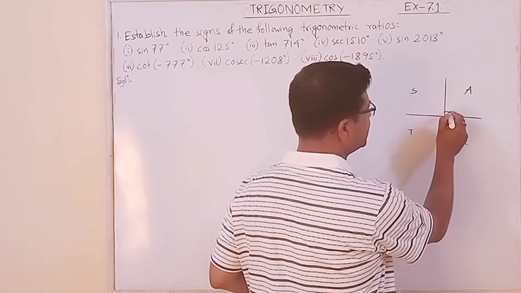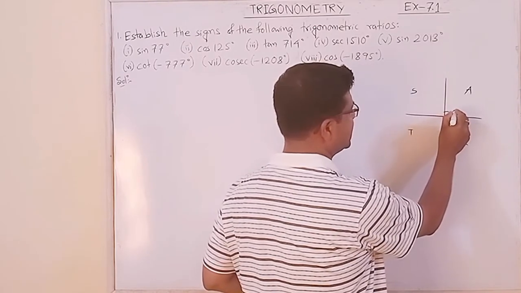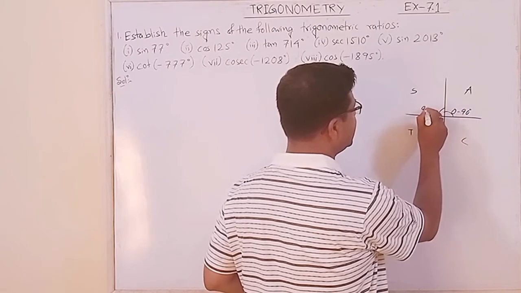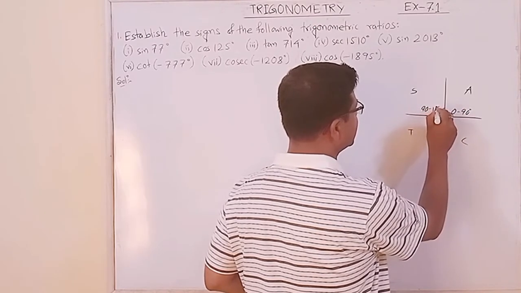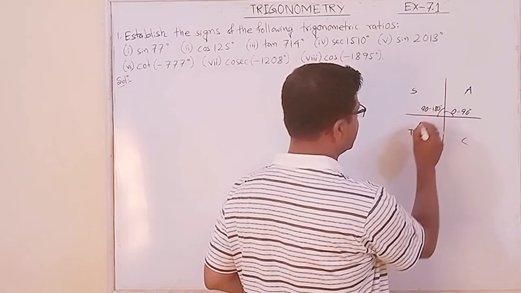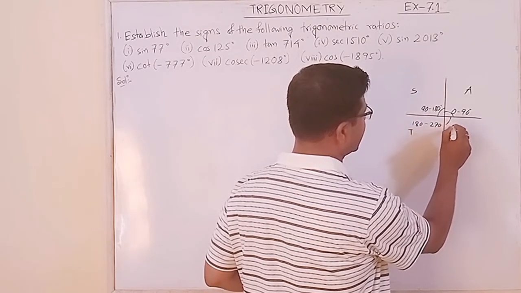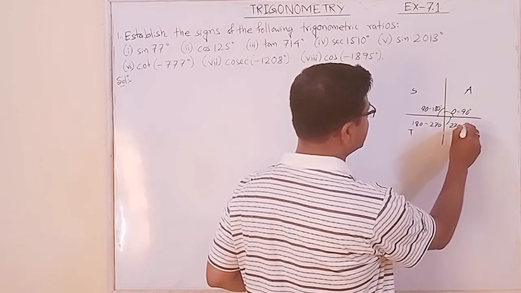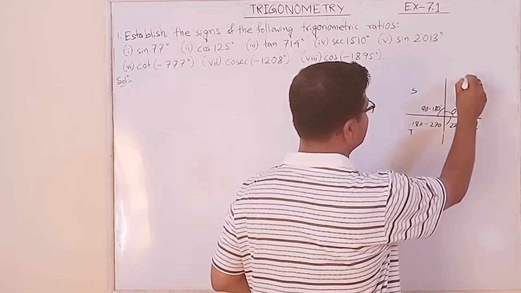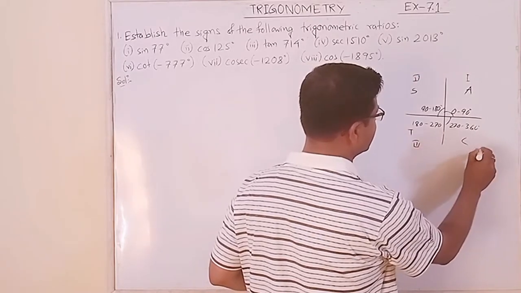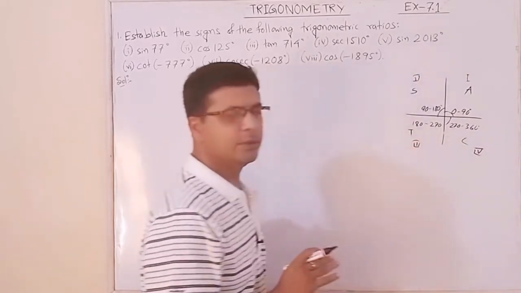Here the angle is in between 0 to 90 degree. Here the angle is in between 90 to 180 degree. Then here it is 180 to 270 degree. Here the angle is 270 degree to 360 degree. This is the first quadrant, second quadrant, third quadrant, and this is the fourth quadrant. You know it, but I am recapitulating. This is the concept only.